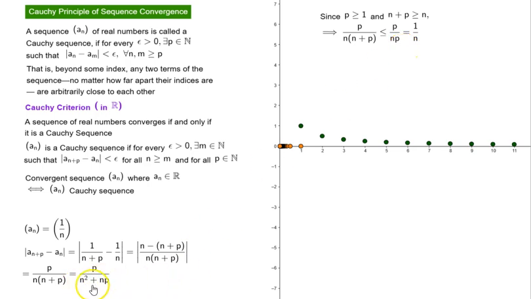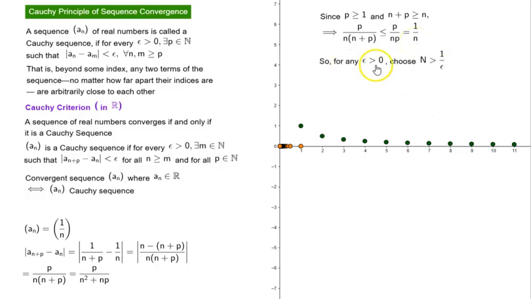How can we say that? Because from here, we have removed n square from the denominator. Since we have removed n square from the denominator, that means the denominator has become smaller. That means the entire expression has become greater. Since this has become greater, this has become smaller with respect to this. So that is how we can say that p by n times n plus p is less than or equal to p by np. If we cancel p, we get 1 by n.